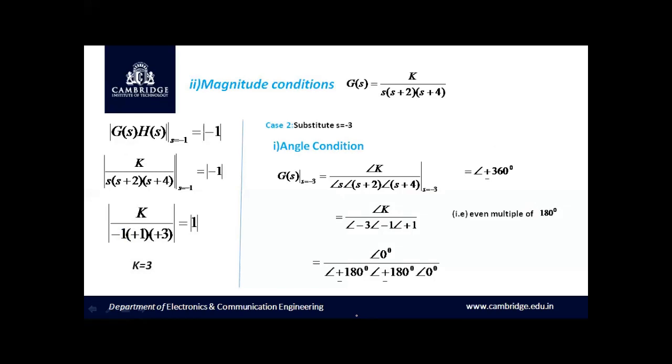Hence, you can write that as it is an even multiple of 180 degree, s is equal to minus 3 is not a point on the root locus. Hence, system gain cannot be determined. As in the previous case, s is equal to minus 1 is a point on the root locus, hence you are able to determine k. Whereas in this case, as it is an even multiple of 180 degree, the angle condition is not satisfied. Hence, the gain k cannot be determined.